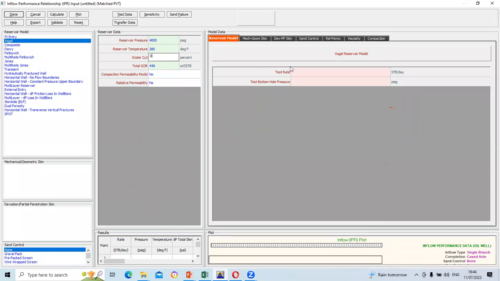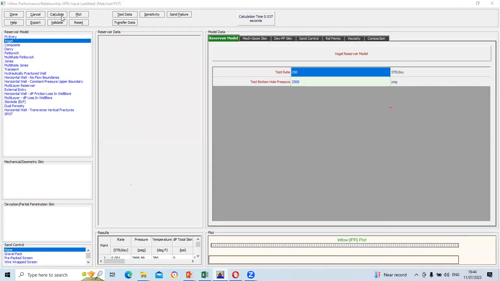You realize that for this Vogel equation, you must have this test rate and the test bottom hole pressure. So I'm going to put the value here at 250. Let's just assume that our rate is 250, and then the bottom hole flowing pressure, those test values, is 2,500. Okay. Once every information has been entered, you realize that this reservoir model, which was initially showing red, is now green to show that the system is ready for calculation. So I will go now to calculate.